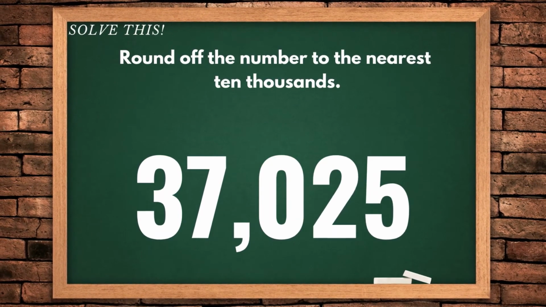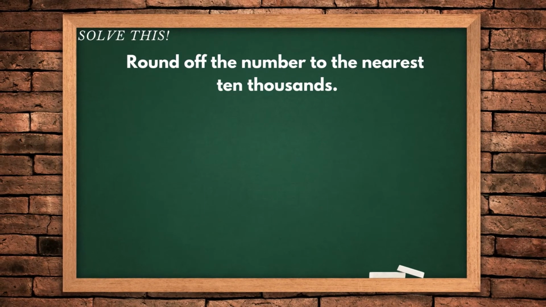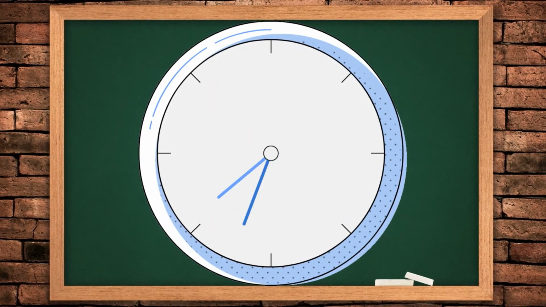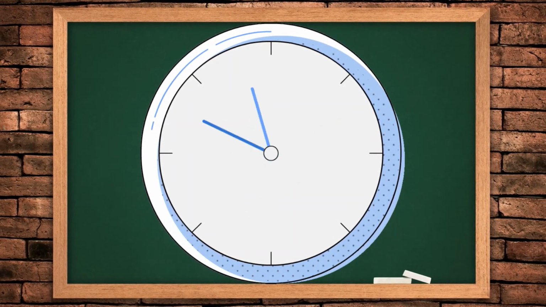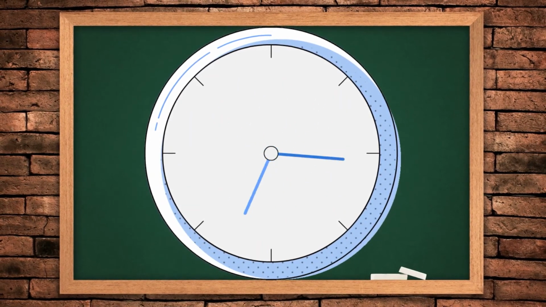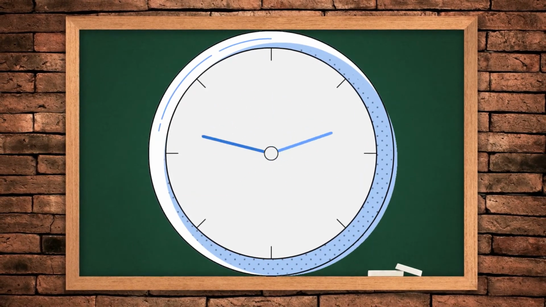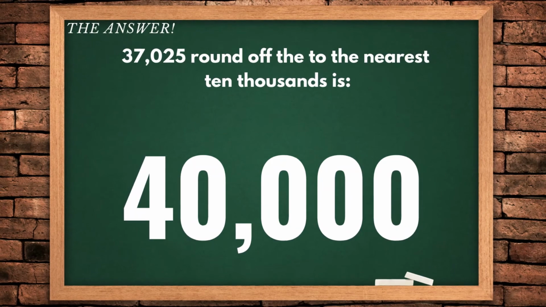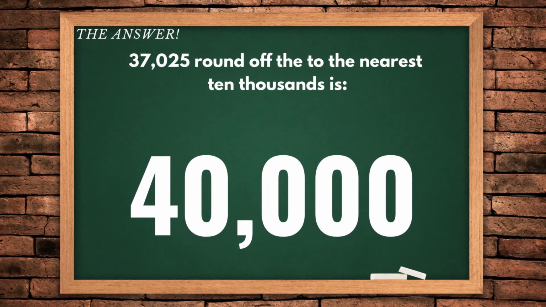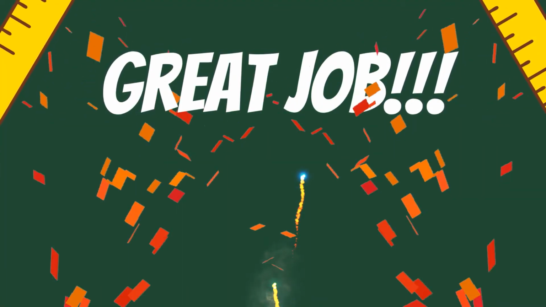Now, round off 37,025 to the nearest 10,000. 37,025 round off to the nearest 10,000 is 40,000. If this is your answer, great job!